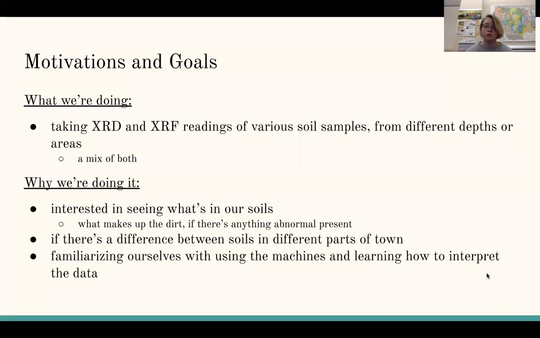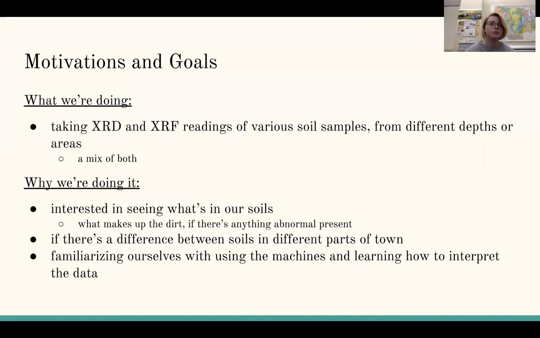All right, so motivations and goals. What are we doing? For this project, we took XRD and XRF readings of various soil samples that we've collected either from different areas or different depths. I did a mix of both, taking samples from my family members' houses from both the surface level and a couple inches deep.